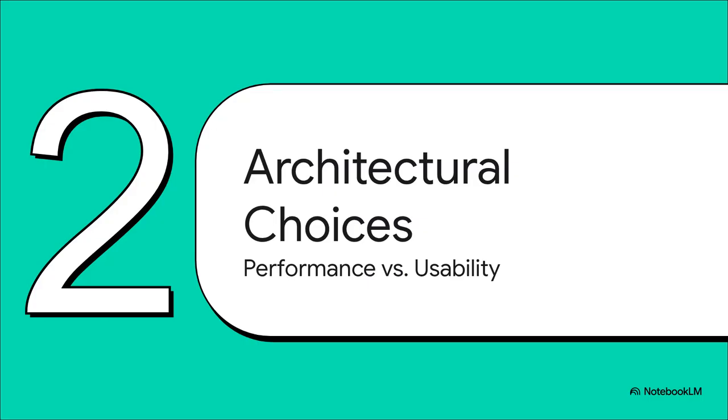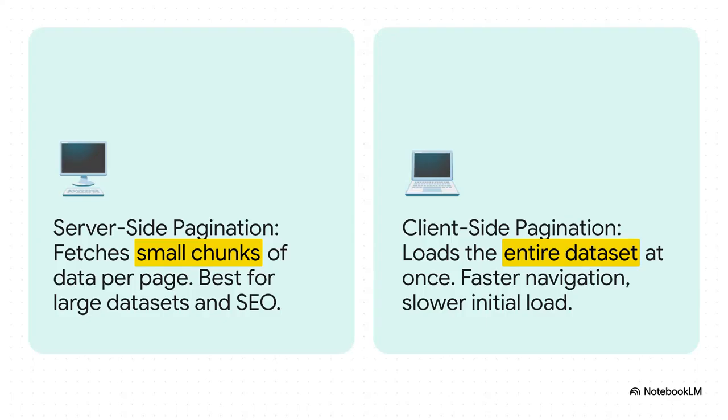All right, so we've got the basic pattern down. Now let's zoom out a bit. We're moving from the code to the high-level strategy. The choices you're about to make here are the ones that will really define your application's performance and usability when it starts to scale. This is really the first major fork in the road you'll hit.